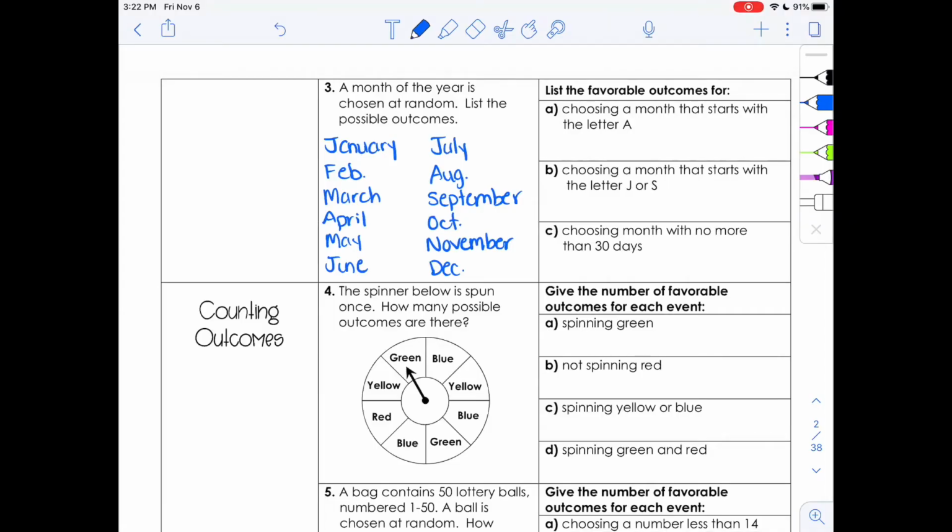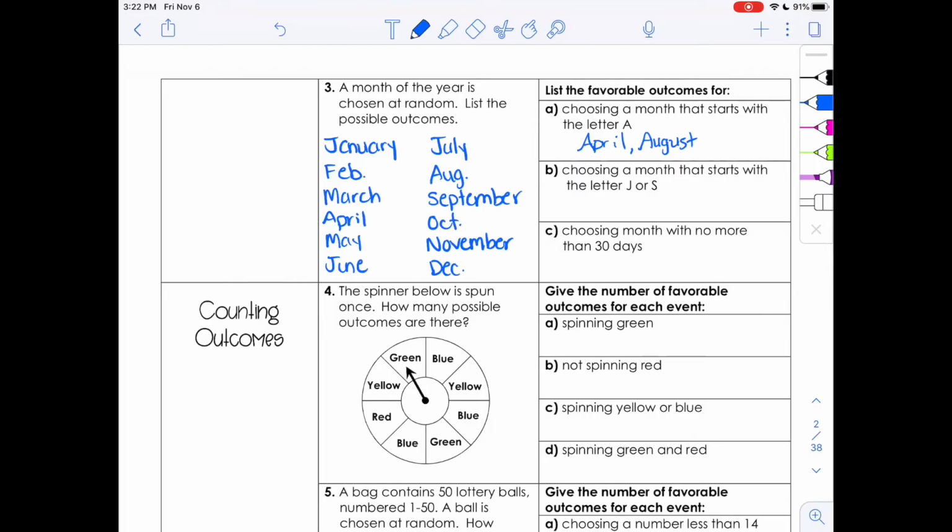From those choices, a favorable outcome of choosing a month that starts with an A. So from all of our possible outcomes, a month that starts with an A could be April. Another month that starts with an A could be August. Those are two favorable outcomes of choosing a month that starts with the letter A.